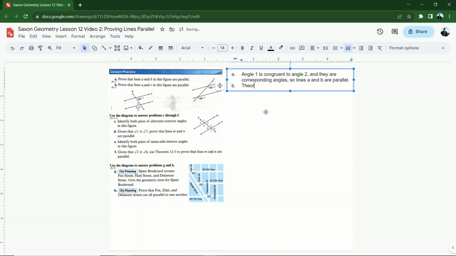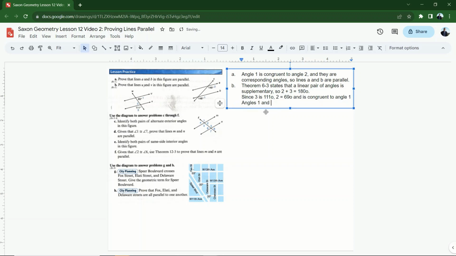Well, if I go all the way back to theorem 6.3, it states that a linear pair of angles is supplementary. So angle 2 plus 3 equals 180 degrees. And then I'm just going to state, since angle 3 is 111 degrees, that means that angle 2 has to be 69 degrees and is congruent to angle 1.